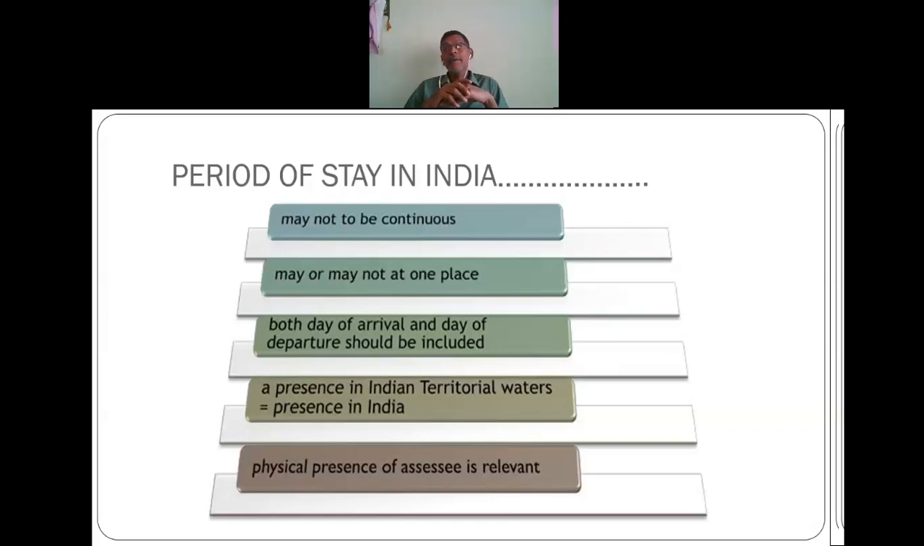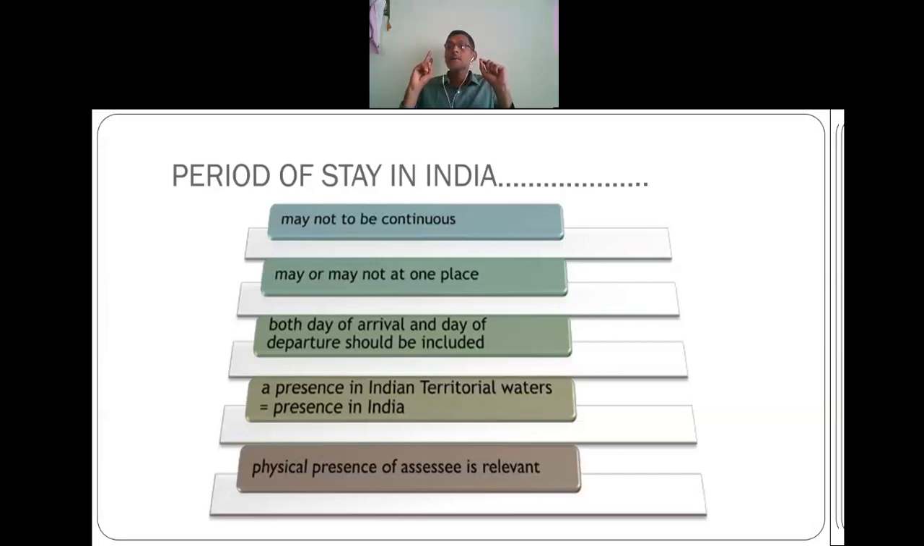As I already mentioned, both the day of arrival and the day of departure should be included. Presence in Indian territorial waters counts: those who work in ships as crew members, even when outside India, are automatically considered present in India. Therefore, the second basic condition is not applicable. Not satisfied is wrong; it is not applicable. This is very important. Another important point: if you are going abroad for employment, either on behalf of India or exclusively for employment, even a private employment, in that situation also the second basic condition will not be applicable.